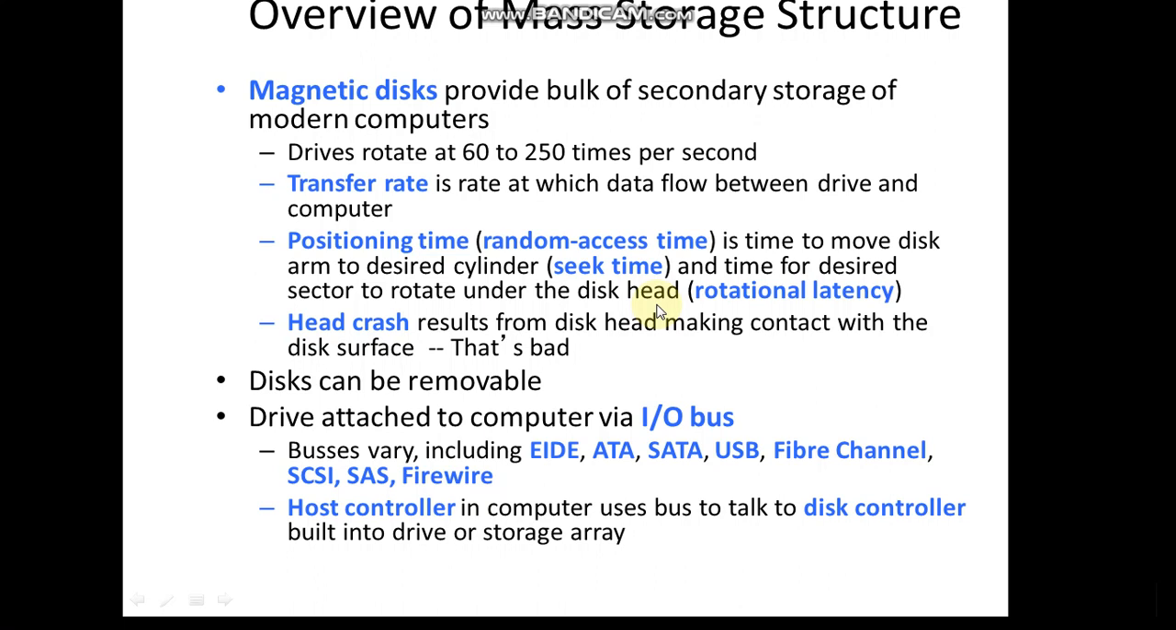structure. In that we can come to know head crash is another term here, which results from the disk head making contact with the disk surface. So that leads to failure of the particular magnetic disk, because when it is crashed, when it is touching the surface of the disk, then it is getting spoiled, and that is what we call a head crash.